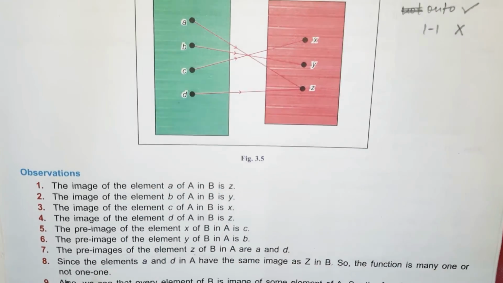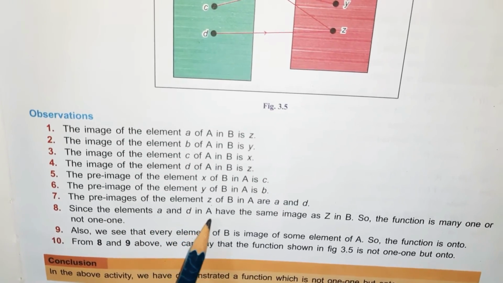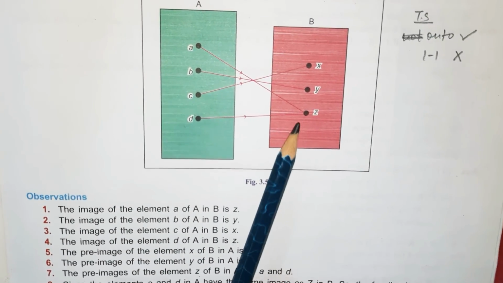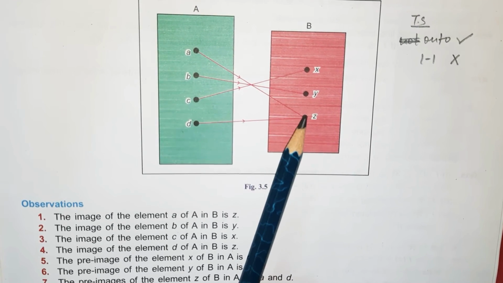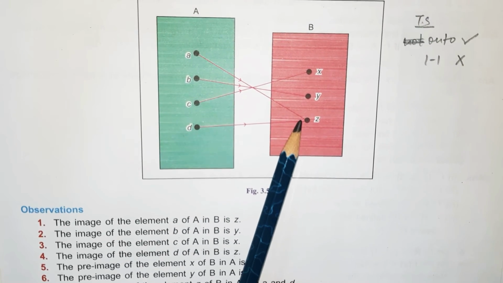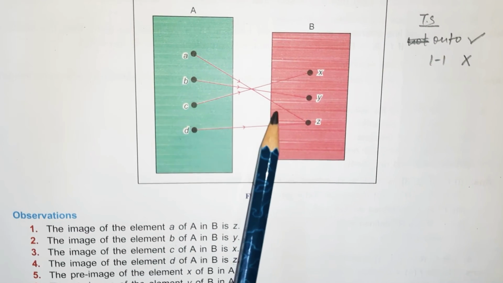So that means, as per the definition, since the elements A and D in A have the same image, that means A and D have the same image Z. So that means the function is many one. So that means this is not 1-1. So this is the case of many one. So we have proved it, that's why I have taken this kind of combination.